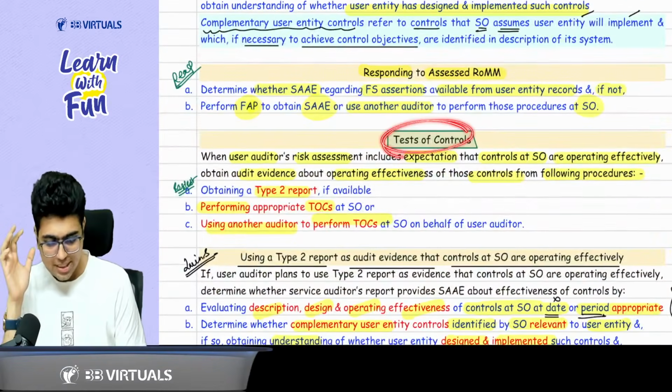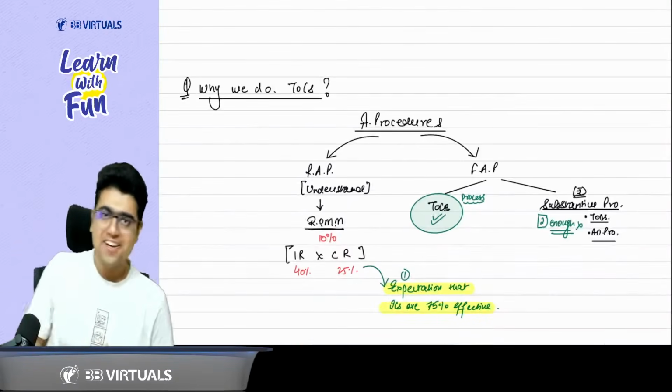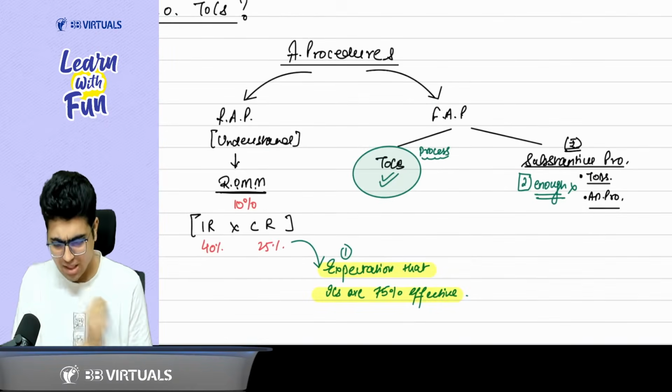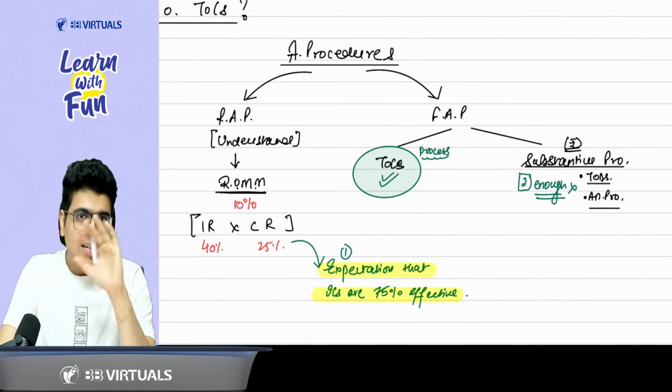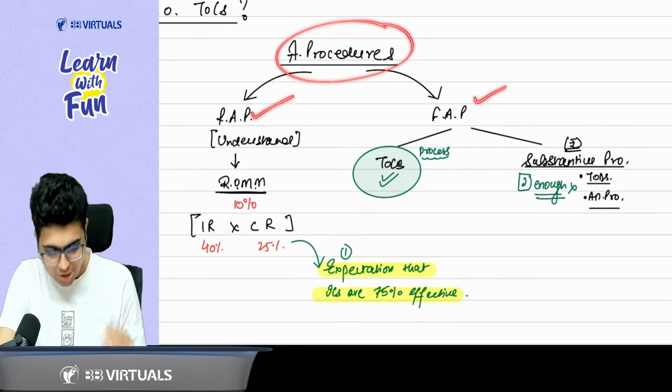Now let's talk about the test of control. The question is, why do we do the test of control? Why do we need to do the test of control? So the answer is simple. The answer lies in the other two procedures. What are the audit procedures? Risk assessment procedure, further audit procedure.